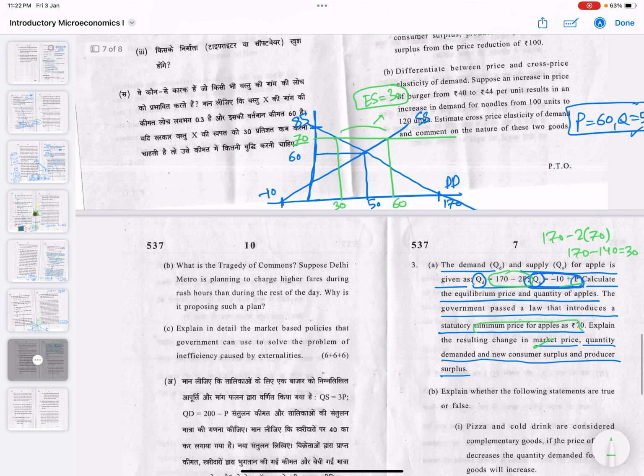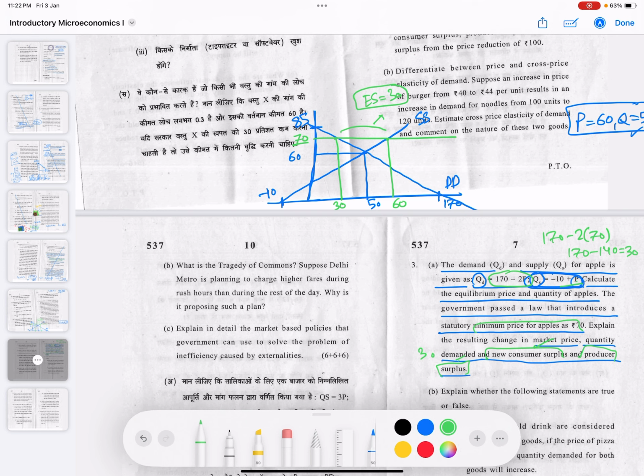This is 70. Quantity demanded is 30. New consumer surplus and producer surplus. So the consumer surplus would be this area in yellow. This is the consumer surplus above the price level and below the demand curve. So the consumer surplus would be half into 15 into 30. So this was the base. So it would be half into 15 into 30.